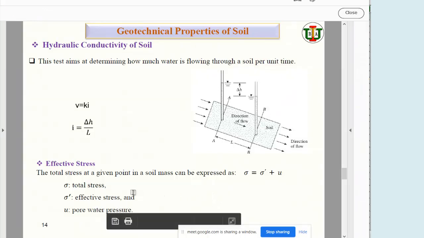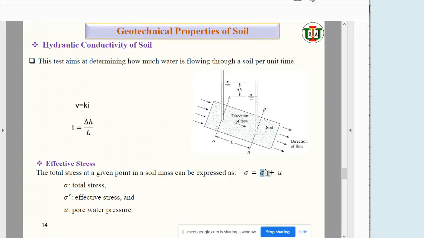The total stress at a given point of load in a soil mass can be expressed as sigma equals sigma prime plus u. What is sigma prime? That is the effective stress, and u is the pore water pressure. In soil you have the load from the soil particles, and also pressure from the water, and that is the total stress. But effective stress is only the stress coming from the soil particles.